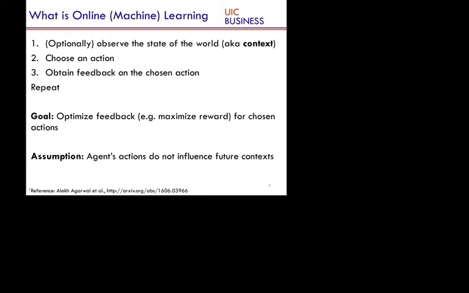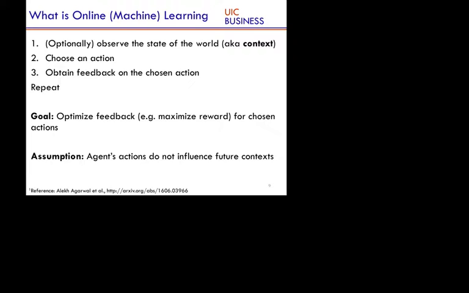So the goal is going to be to optimize feedback. This feedback is some signal which tells you that you're making the right predictions or suggesting the right actions, recommending the right things. You want to maximize the feedback, which is the reward signal. You want to maximize the reward by choosing appropriate actions.